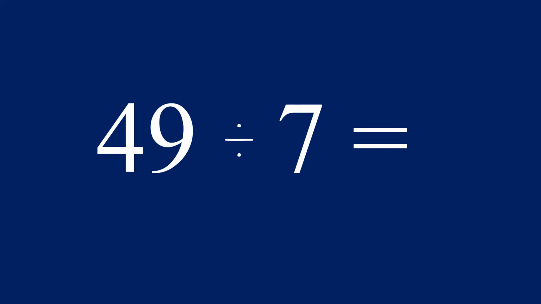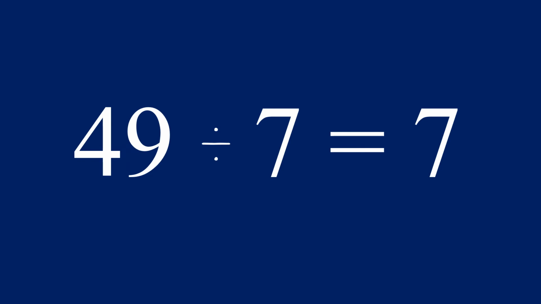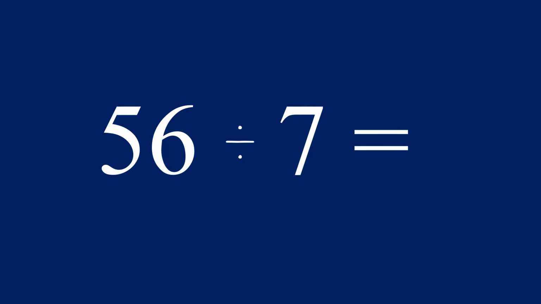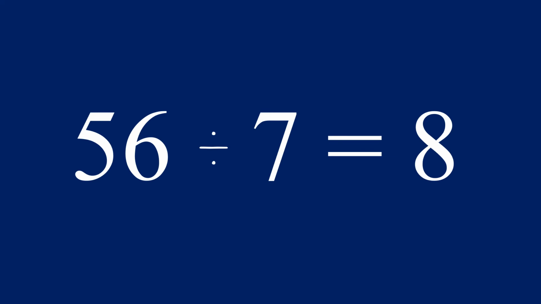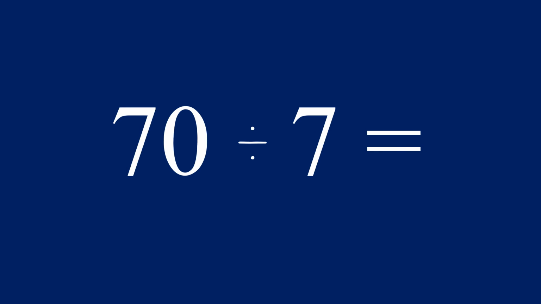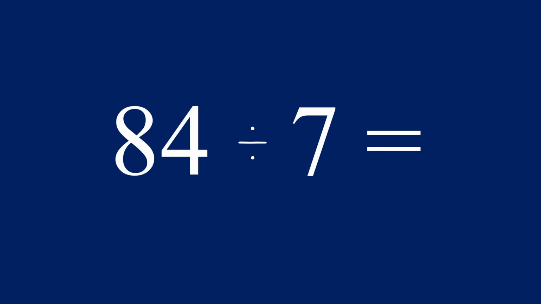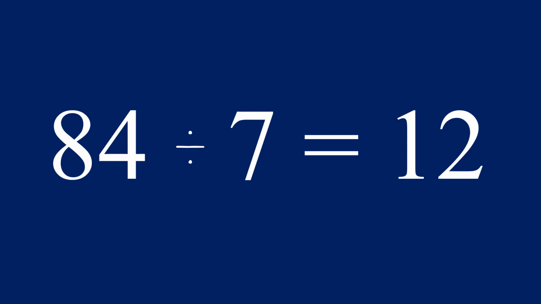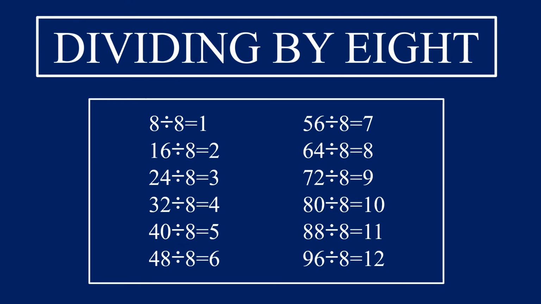49 divided by 7 equals 7. 56 divided by 7 equals 8. 63 divided by 7 equals 9. 70 divided by 7 equals 10. 77 divided by 7 equals 11. And 84 divided by 7 equals 12. Good job. Now let's practice dividing by 8.